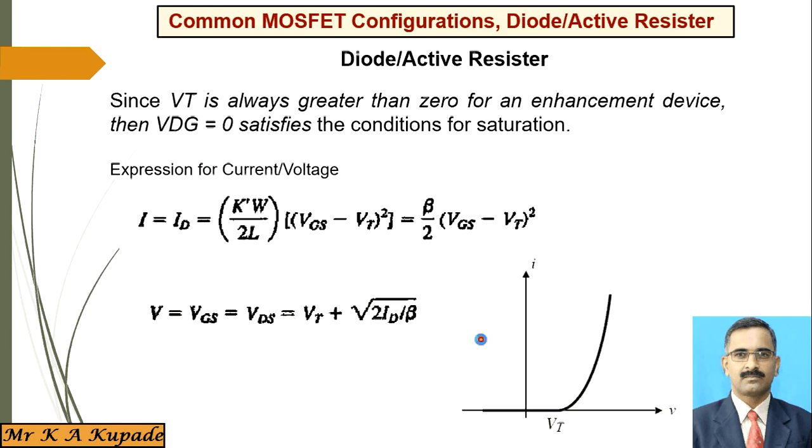Now see, since VT is always greater than 0 for an enhancement device, at that condition VDG, the drain to gate voltage, is 0, which satisfies the condition for saturation conduction.